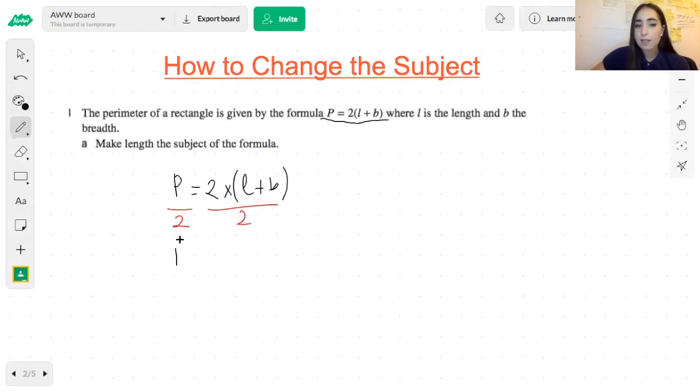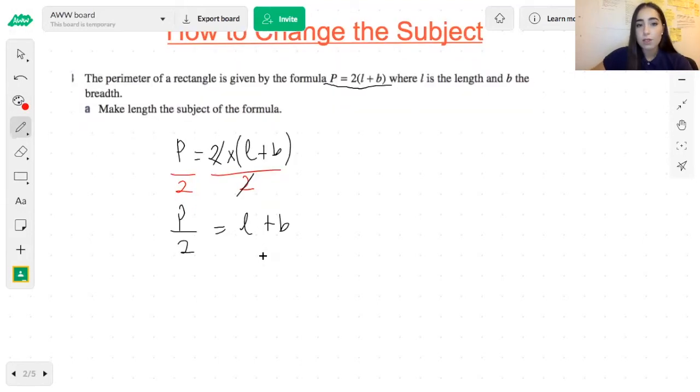So on the left-hand side, we have P over 2, and on the right-hand side, those cancel to just give us L plus B. There's no need to keep the brackets anymore because there is no factor. Now we're almost there. We just have to remove the B. So now we're going to subtract B from both sides. And on the left-hand side, we have P over 2 minus B, and on the right-hand side, we have L.